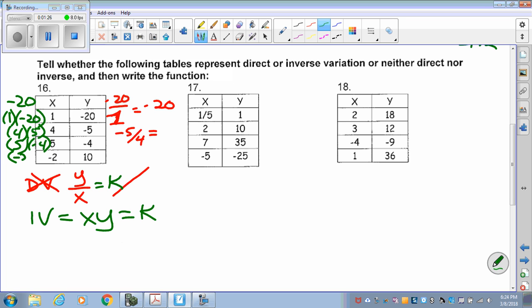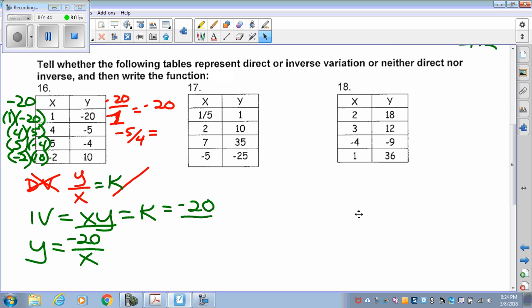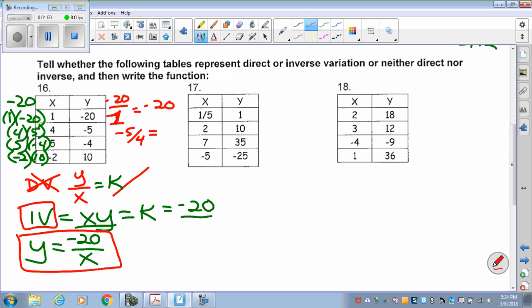And then I've got to check them all. Negative 2 times 10 is negative 20. Okay, so my constant is negative 20 here, right? Every time I multiply x times y, I always get negative 20. So that would be y equals negative 20, the constant, divided by x. And that is your inverse, right? It's an inverse variation, and it looks like that.